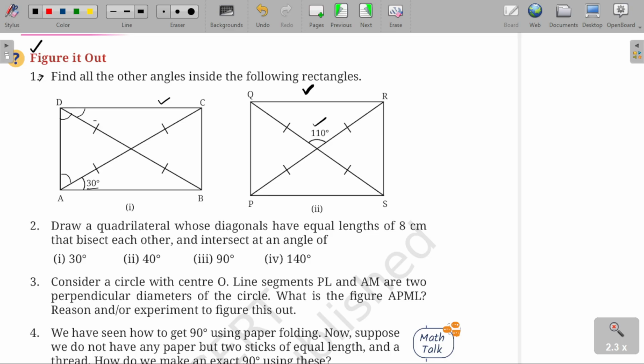As you can see, there are these marks on the diagonals, representing the property that the diagonals are equal and bisect each other. The property of diagonals, okay? So you need to revise it and apply it here. Fine, so let's start and solve question number 1.